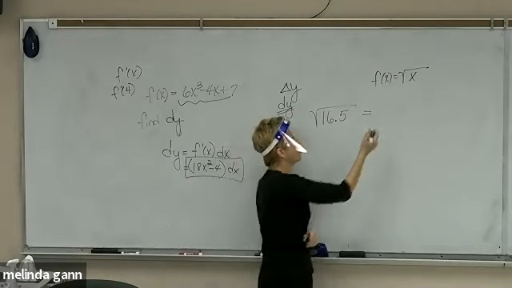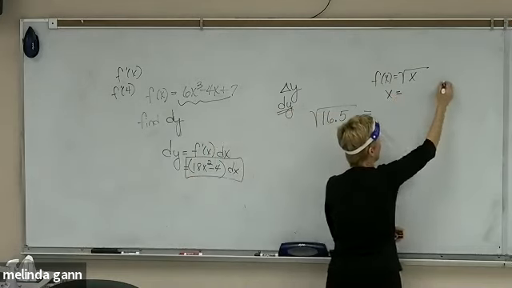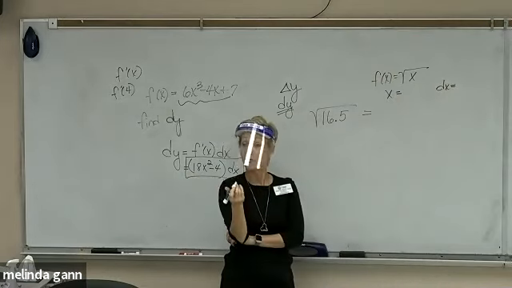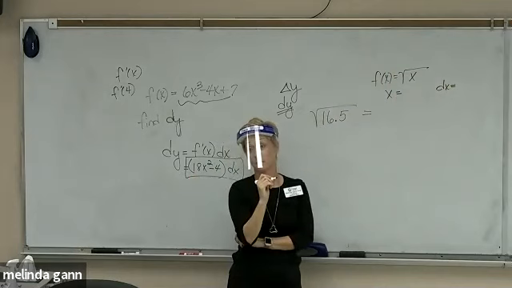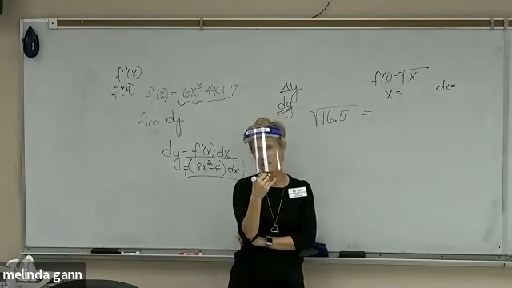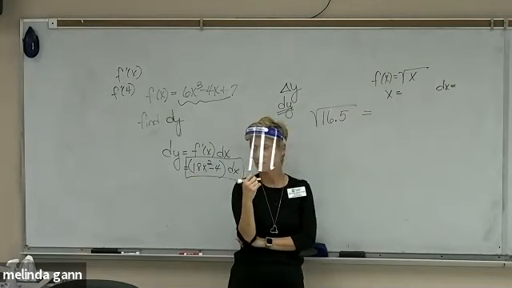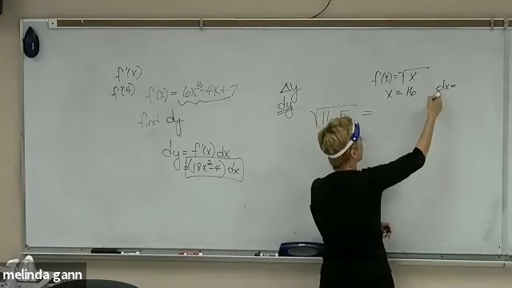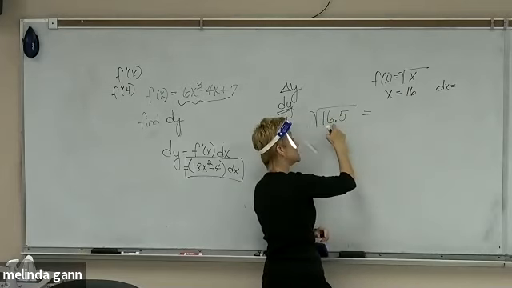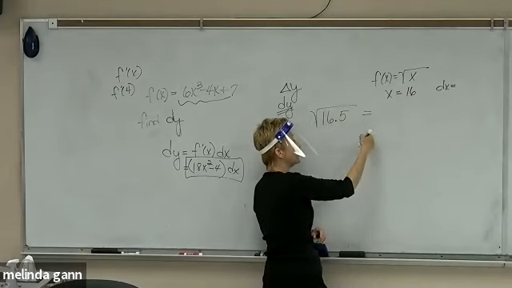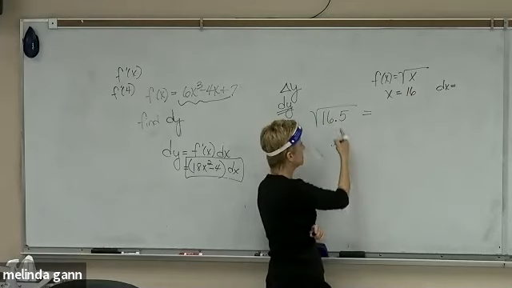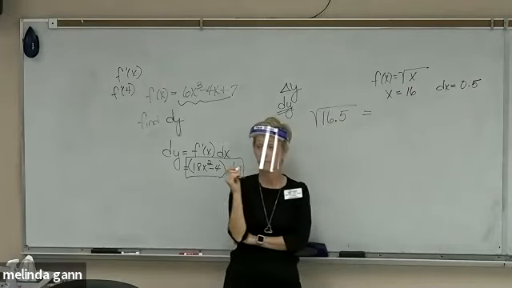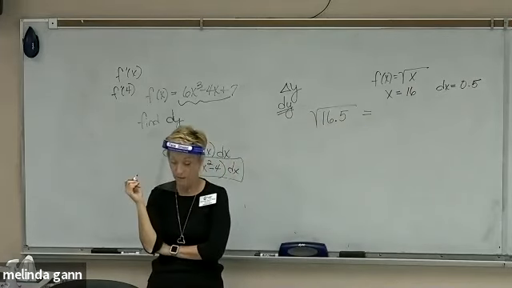Now, how do I know what my x and my dx are? I need to think of a perfect square that's close to this number. What's the perfect square that I know that's close to 16.5? The square root of 16. Now, what's the change in this? This isn't the square root of 16. So what am I moving over by, so to speak? 0.5. Is everybody okay?